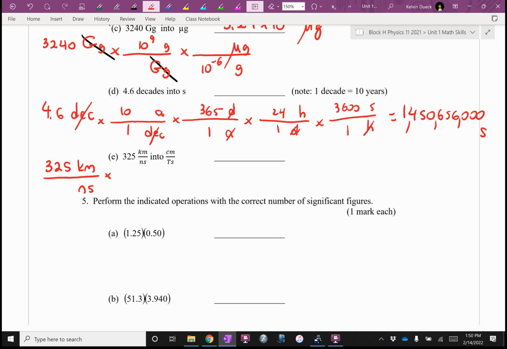Get rid of kilometers, bring in centimeters. So step 1, get rid of kilometers, goes on the bottom. Plain old meters, and 10 to the 3rd goes where the kilo isn't. Now, get rid of meters, bring in centimeters, 10 to the negative 2 goes where the centi isn't. This is going to be a big number, I can already tell.